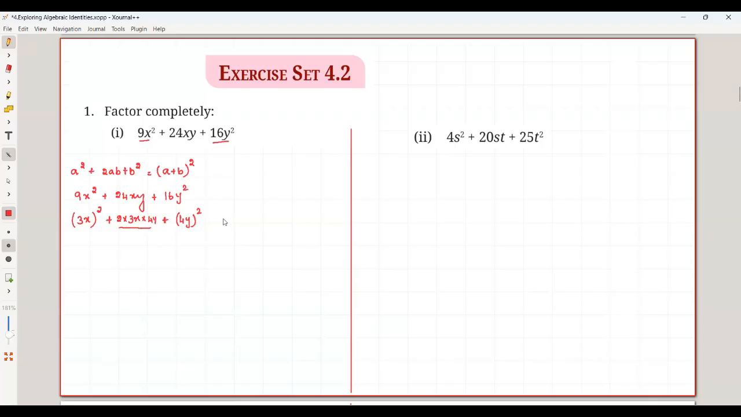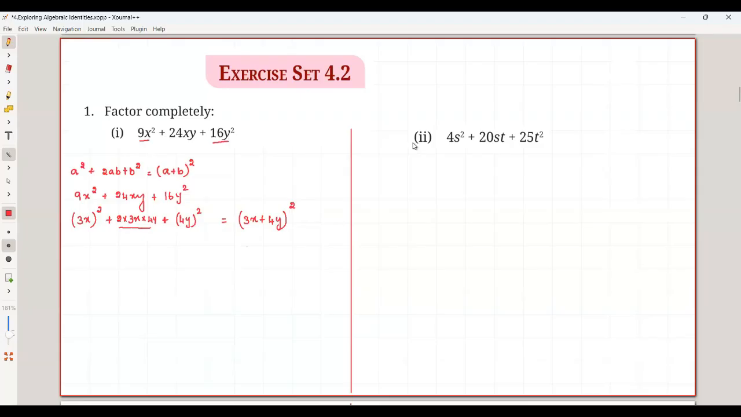The answer is a plus b, that is, 3x plus 4y the whole square. This is our factor form with the bracket. If you want, you can expand it as 3x plus 4y into 3x plus 4y. It's very simple. Make it a perfect square number, since only perfect squares will be given, and find out what is the a value and what is the b value.